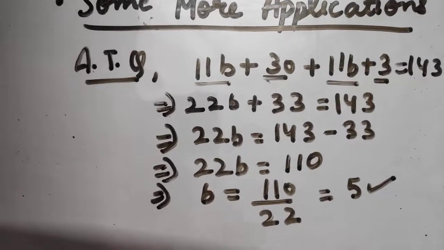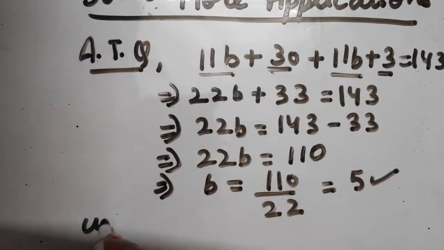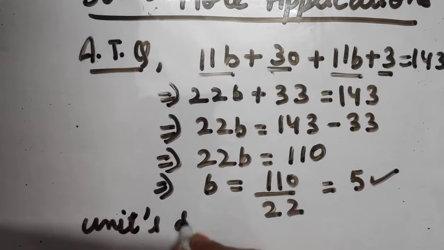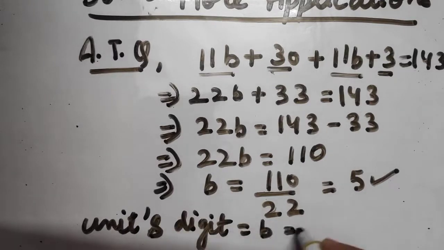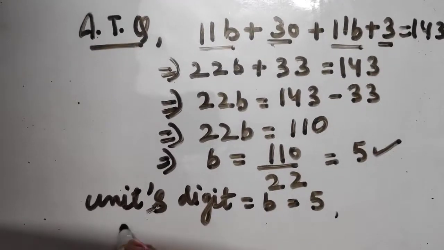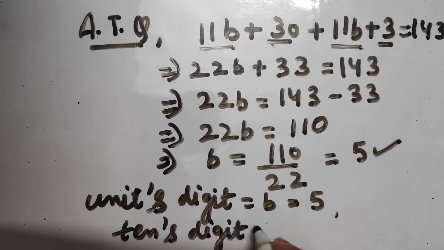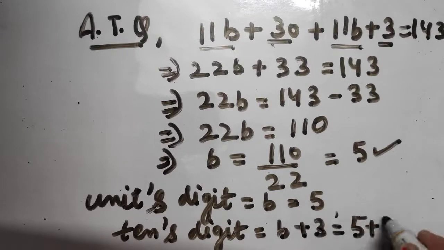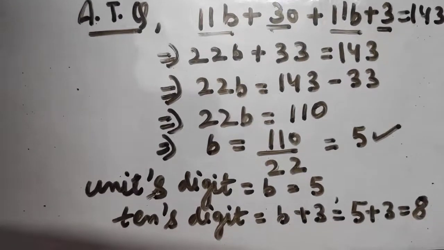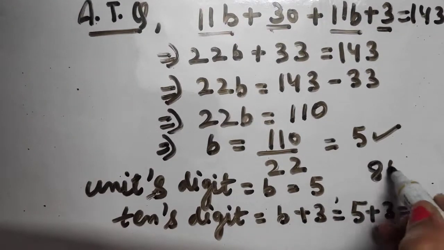Now the digit at tens place. So the units digit is equal to B, that is equal to 5. Now the digit at tens place will be equal to B plus 3. So that is equal to 5 plus 3, that is equal to 8. So what will be the number? The original number is 85.